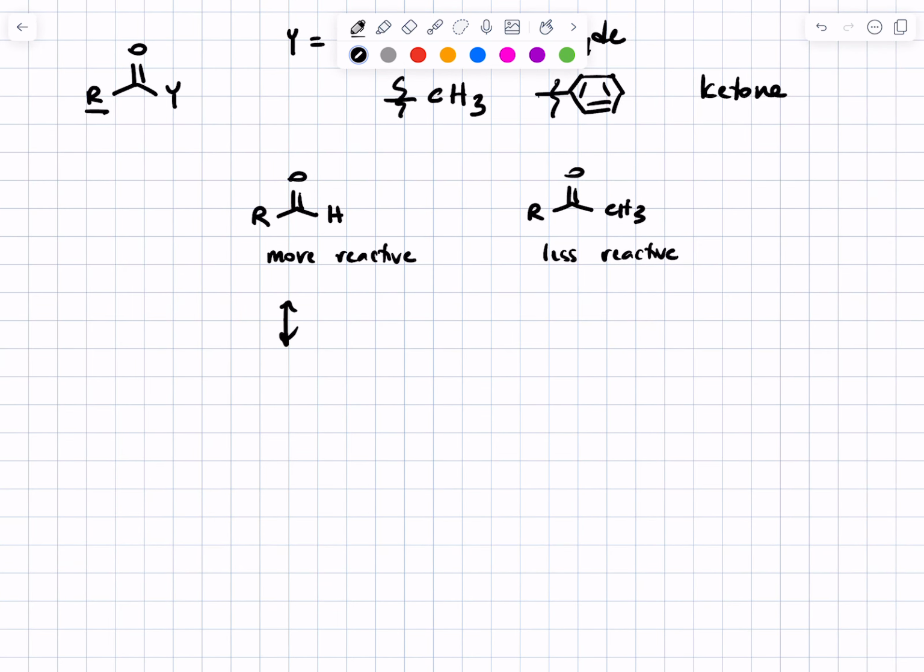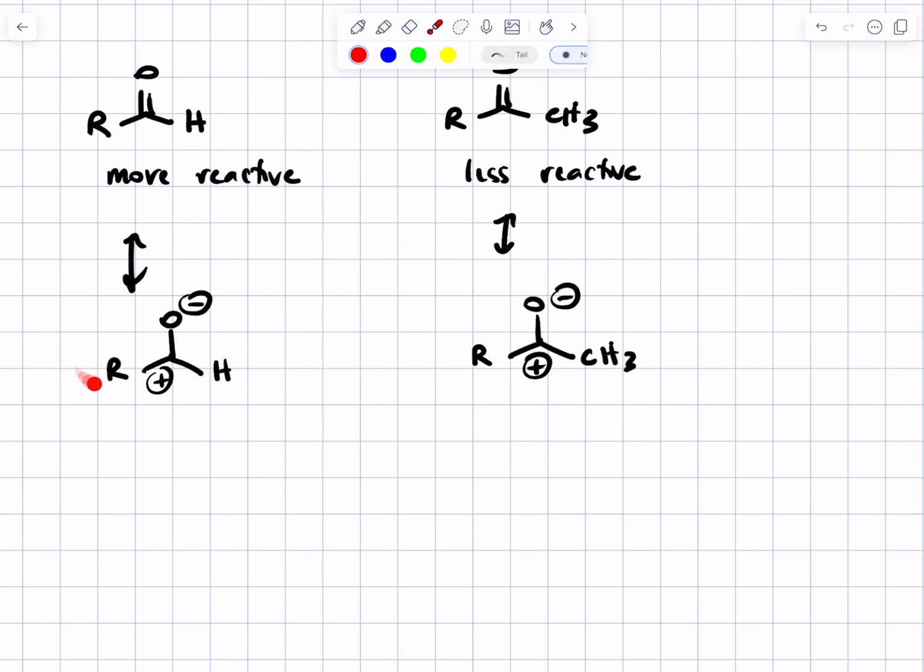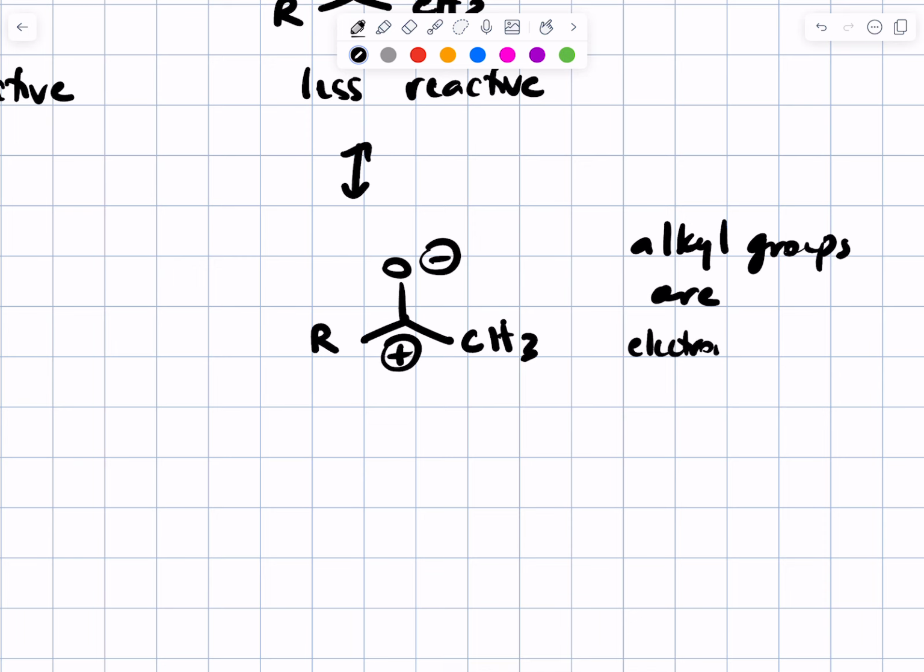Again, a lot of our reasoning in terms of carbonyl reactivity is going to have to do with the resonance structure that puts a positive charge on the carbon. And we're going to ask, what's the difference between these two resonance structures? What we're going to see in general is that alkyl groups have electron donating properties.